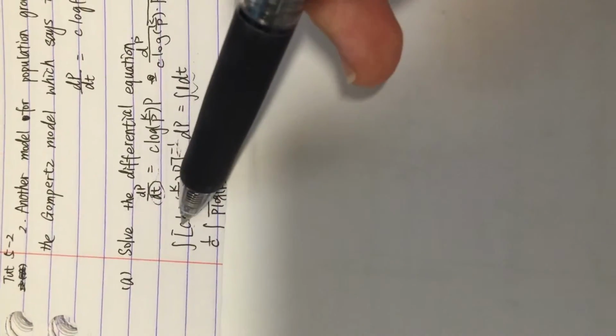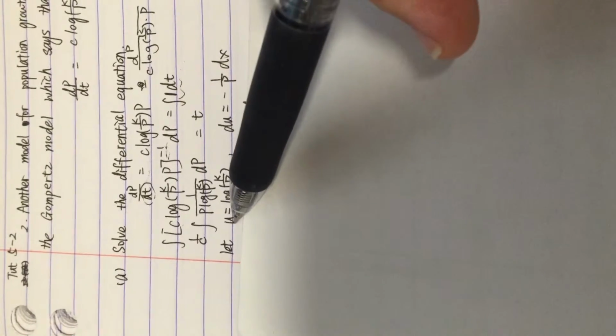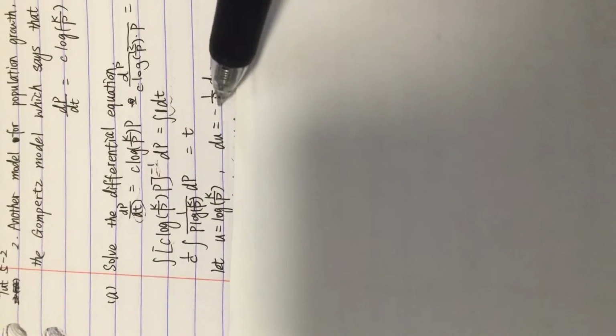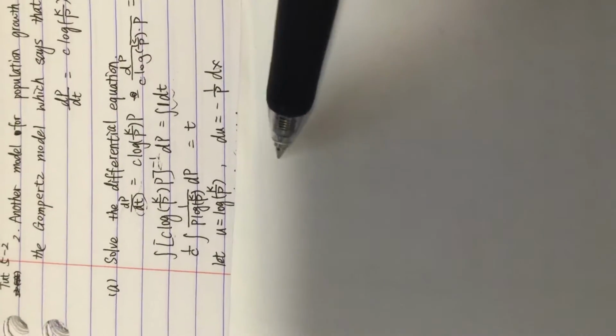And this part comes to the left hand side, and your t comes to the right hand side. That will be this one. So you integrate both sides at the same time. c is a constant, so we got 1 on c times the integral of 1 on p times log of k divided by p dp equals t. So let u be log of k divided by p. So your du would be minus 1 on p dp.